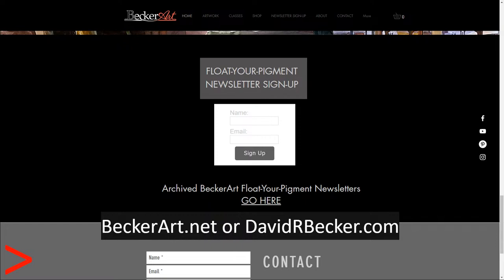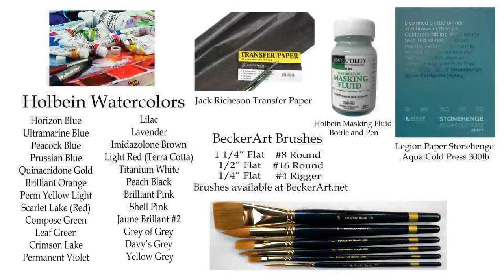Let's go over to our supply list. And here's what we're using again. Holbein paints, my brushes are Holbein, and we're going to use Stonehenge Aqua paper. We also are using a stencil today, which I don't have down there, and a sponge. I forgot what they call those sponges. I'll remember by the time we get to it.